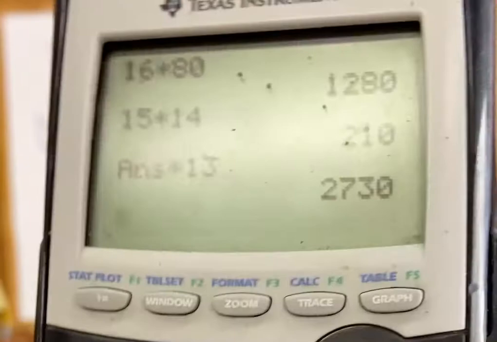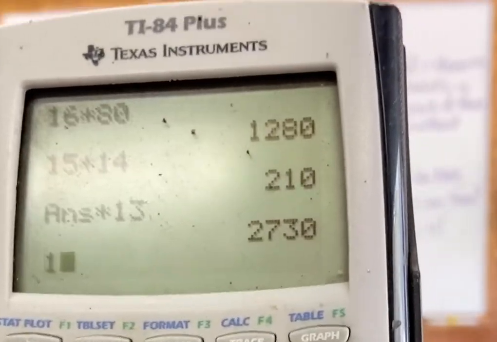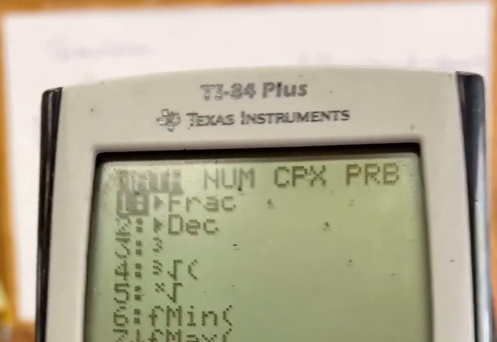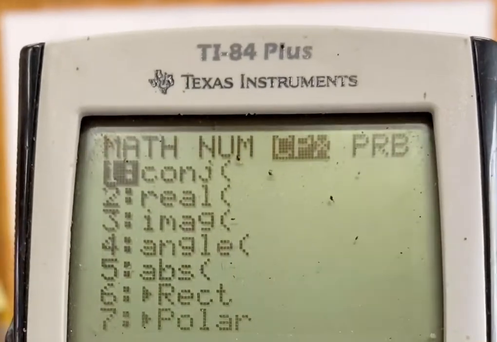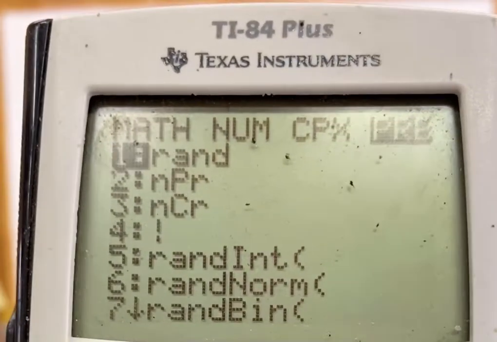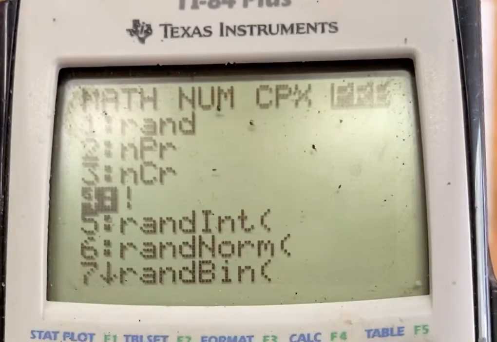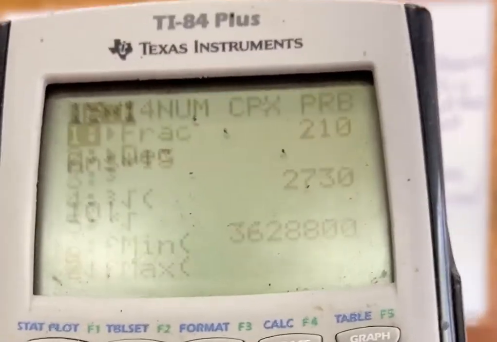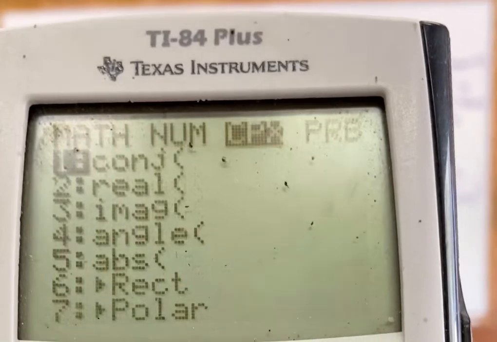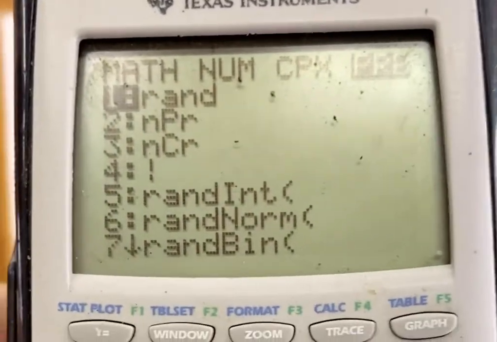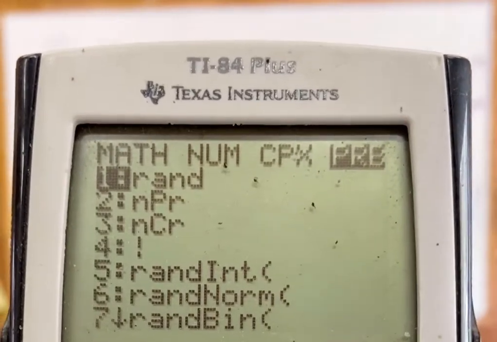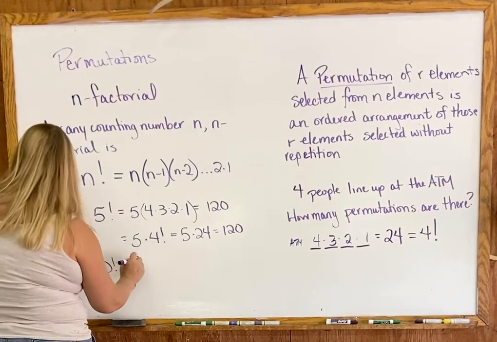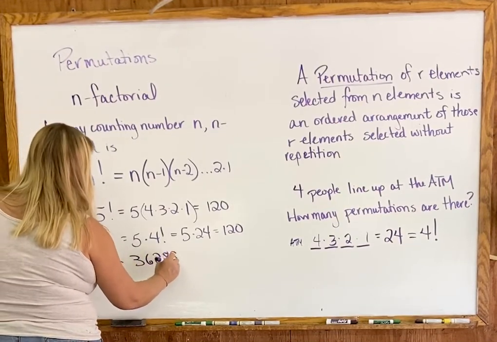Okay, here is my calculator. The first thing to do is plug in the number 10. Then if we want the factorial key, you go to the math key. See the math key here? Then slide over to PRB, and notice the fourth one down is factorial. Hit enter, and there we get it. So remember, it's math, then over to PRB, and down to factorial. When I put this in my calculator, I got 3628800.